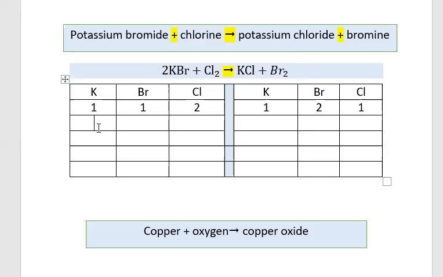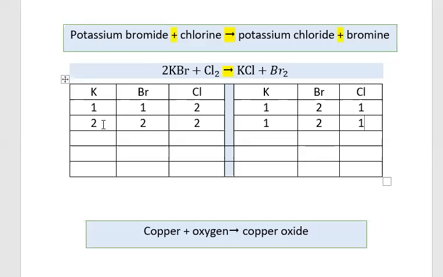So how many potassiums do I have in this column after I tally it up? Tell me how many potassiums and how many bromine and how many chlorine. Well done, Malemo. So I have 2 potassiums, 2 bromine, and 2 chlorine. But then on this side, I still have 1 potassium, I still have 2 bromines, and 1 chlorine.